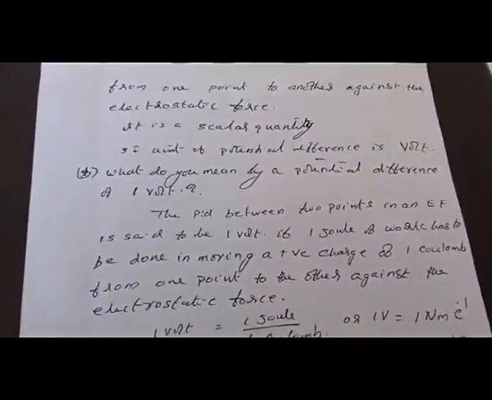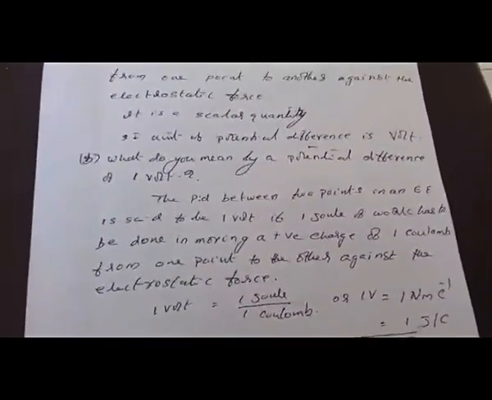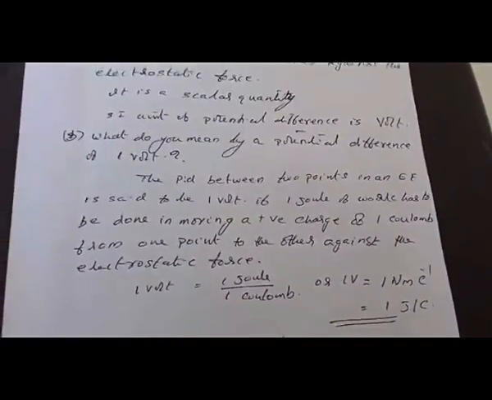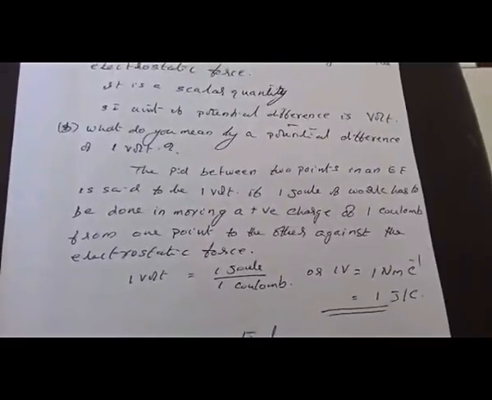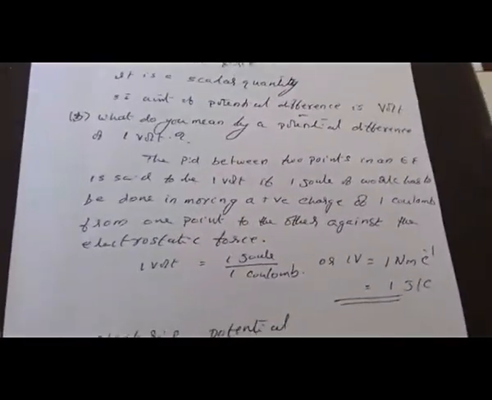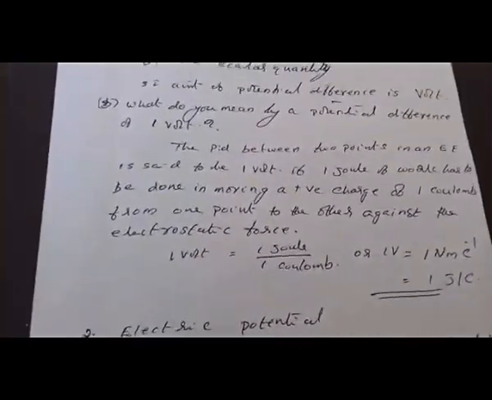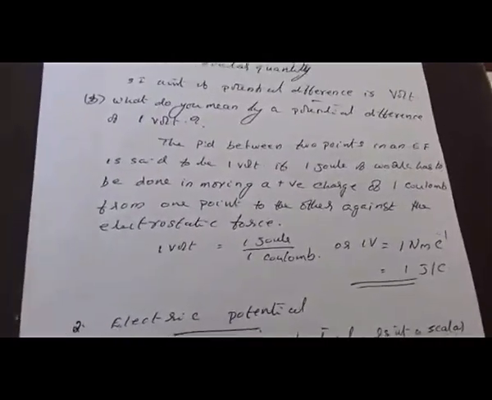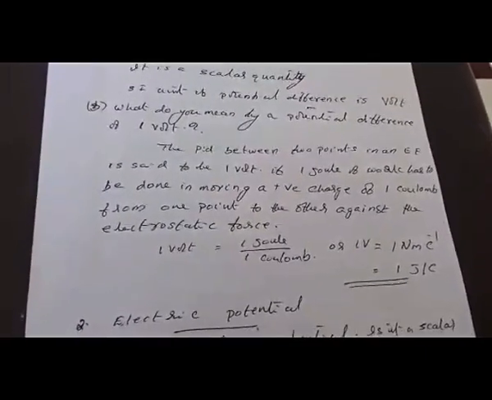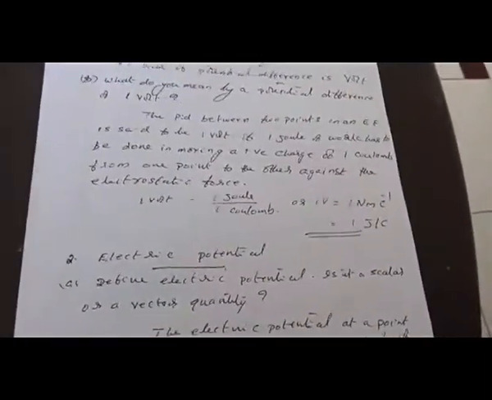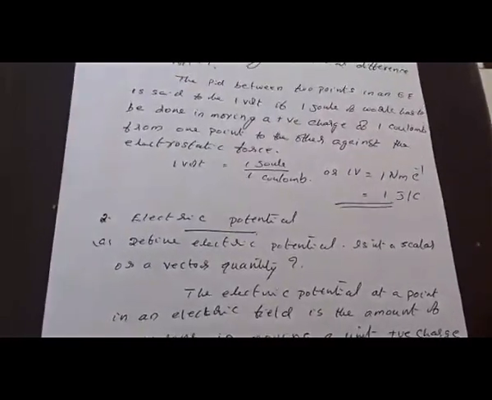The SI unit of potential difference is 1 volt. You have to define 1 volt. What do you mean by 1 volt? 1 volt is equal to 1 joule per 1 coulomb. The potential difference between 2 points in an electric field is said to be 1 volt if 1 joule of work has to be done in moving a unit positive charge of 1 coulomb from one point to the other against the electrostatic force. Therefore, 1 volt is equal to 1 joule per coulomb, or 1 volt is equal to 1 Newton meter per coulomb.